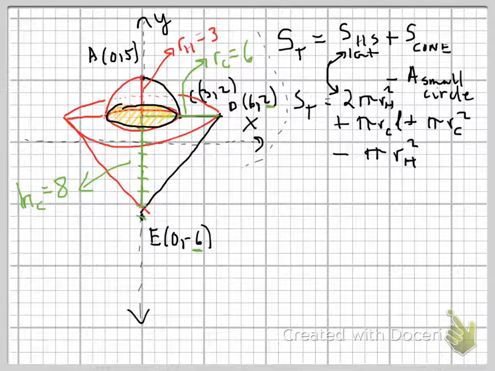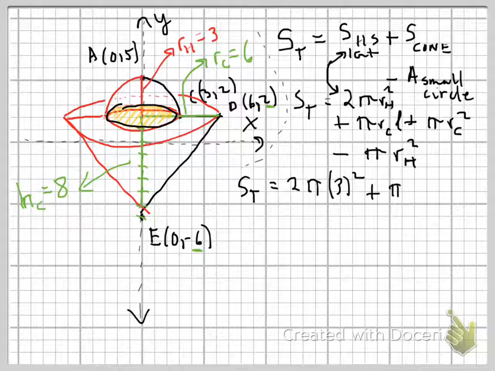Okay, so we've got all these things kicking around. We're going to have to be careful with it. Here's the total surface area. I'm going to try to write all the stuff there. So 2 pi, and then the radius of the hemisphere is 3 squared, plus pi, radius of the cone is 6, times L. Oh, that's a problem here. Here's L right here, the slant height.